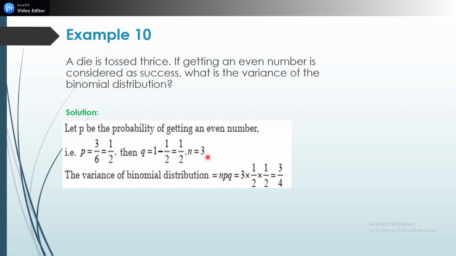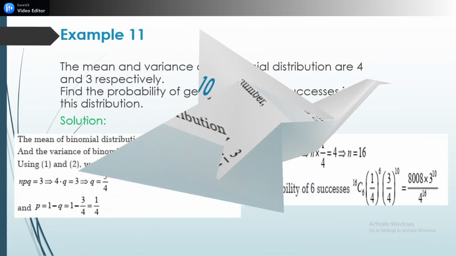Number of trials is equal to 3. Then the variance of the binomial distribution here is very simple. It is the number of trials times the probability of success times the probability of failure, which is equal to 3 times 1 over 2 times 1 over 2, equal to 3 out of 4. It's very simple.